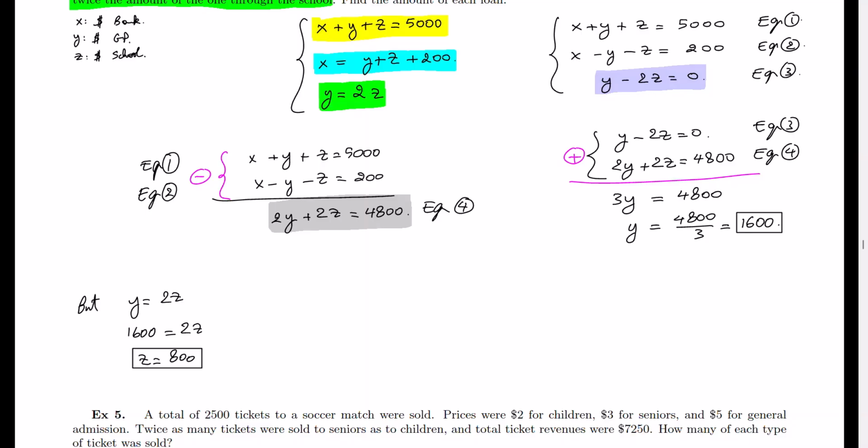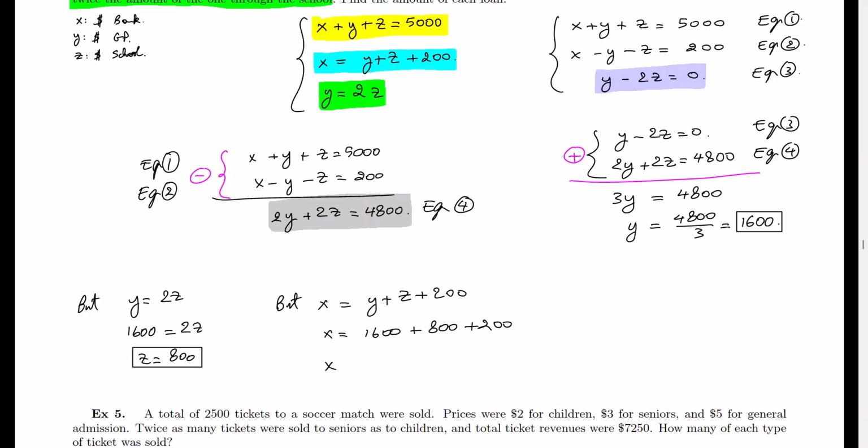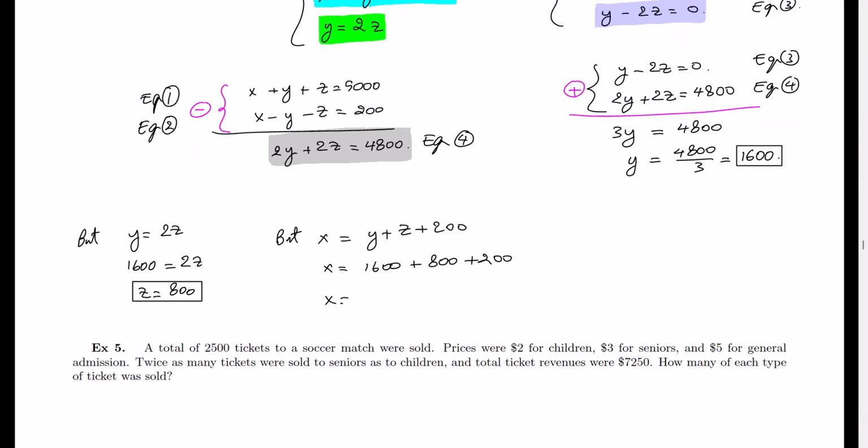And finally, we need x. We know in the middle equation that x is equal to y plus z plus 200. So let's go ahead and use that. And we just discovered that y is 1,600, z is 800, and we have a 200 at the end. So what is x going to be? X is going to be the sum of 1,600 and 800 and 200, which is 2,600. And remember, all these are dollar amounts.